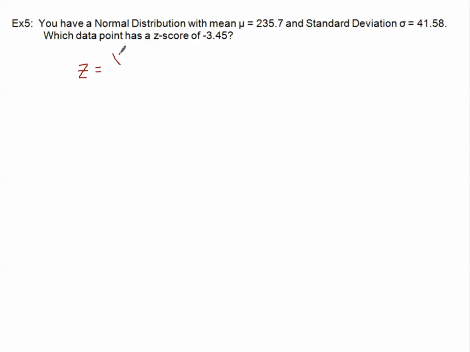We know that z equals x minus mu divided by sigma, and let's plug in what we know. We know the z-score this time, negative 3.45, so I'll put that right here. We don't know the x value. We don't know our data point, so I'll just leave that as x. We know our mu, our mean is 235.7.